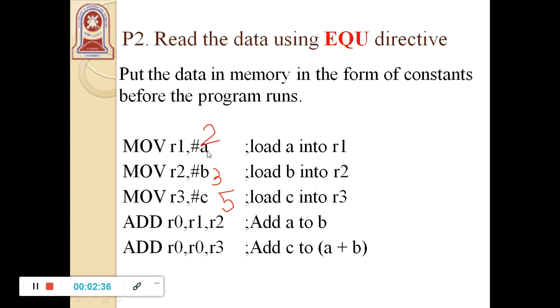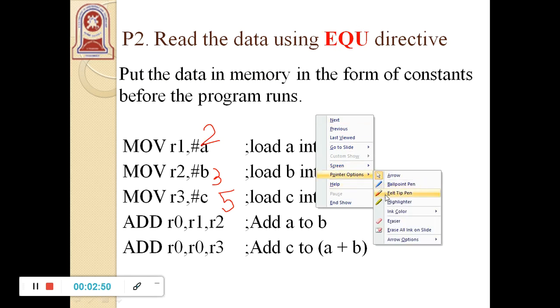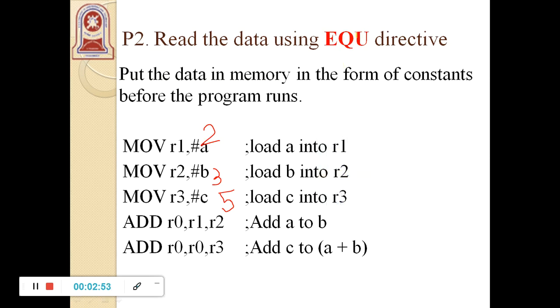Now how do you take the values A, B, C? That's the question, for which we will make use of one of the assembler directives, the EQU directive. With the help of the EQU directive, we give the values of A, B and C.